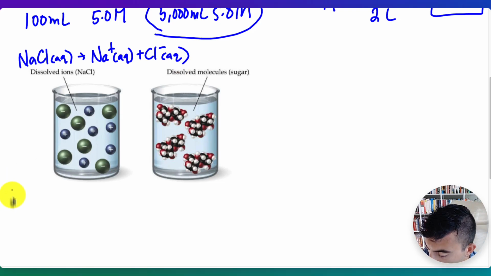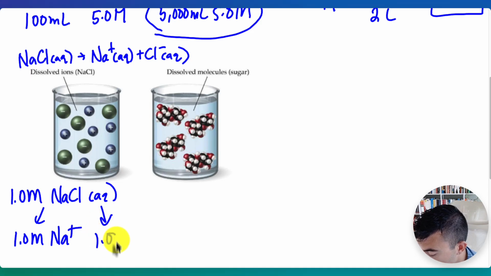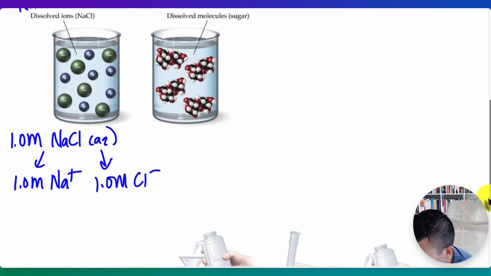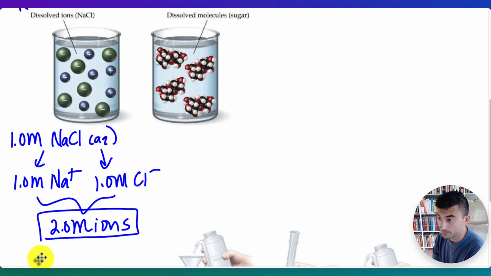So that means if I have a 1 molar concentration of NaCl solution, what that really means is that I have 1 molar of Na plus ions and 1 molar of Cl minus ions, which means together I actually have 2 molar of ions total, right? Because it splits into 2 ions.